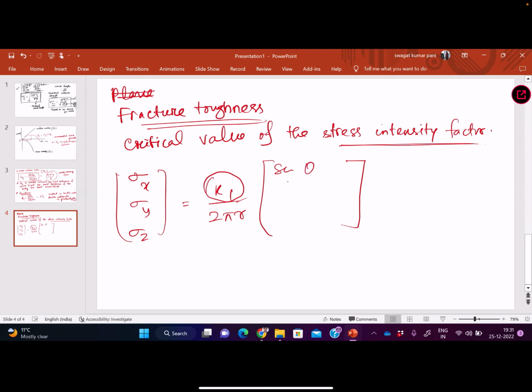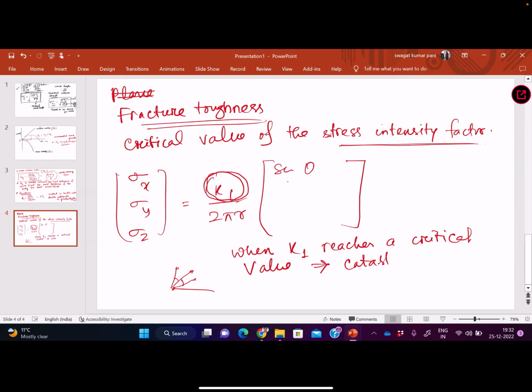So if there is a crack in any body and we want to find the stress field around, suppose here or here or here, there will be a specific theta for that. According to that we can find the stress field at any point using this stress intensity factor. And when K1 reaches a critical value, catastrophic failure.